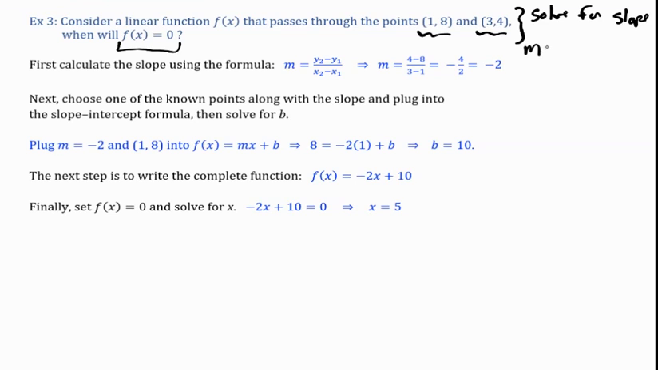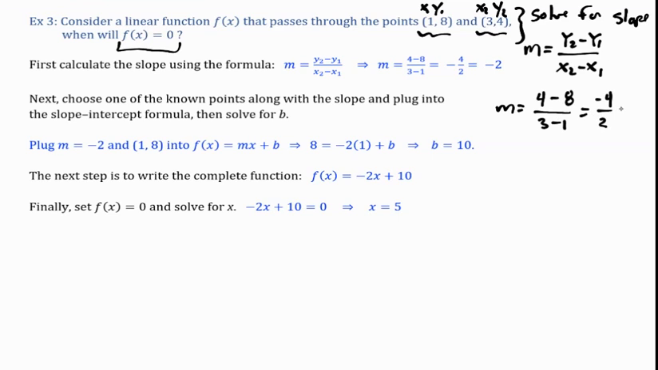Recall that the slope formula is m is equal to y2 minus y1 over x2 minus x1. And we can name this first point x1, y1, and the second point x2, y2. And when we plug it into the formula, that gives us 4 minus 8 over 3 minus 1. 4 minus 8 is negative 4. 3 minus 1 is 2. Negative 4 divided by 2 is negative 2. So we have a slope of negative 2.